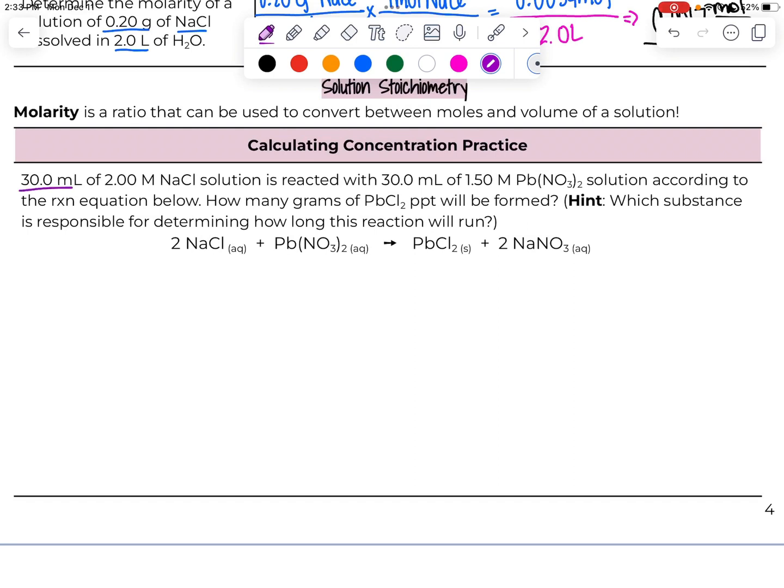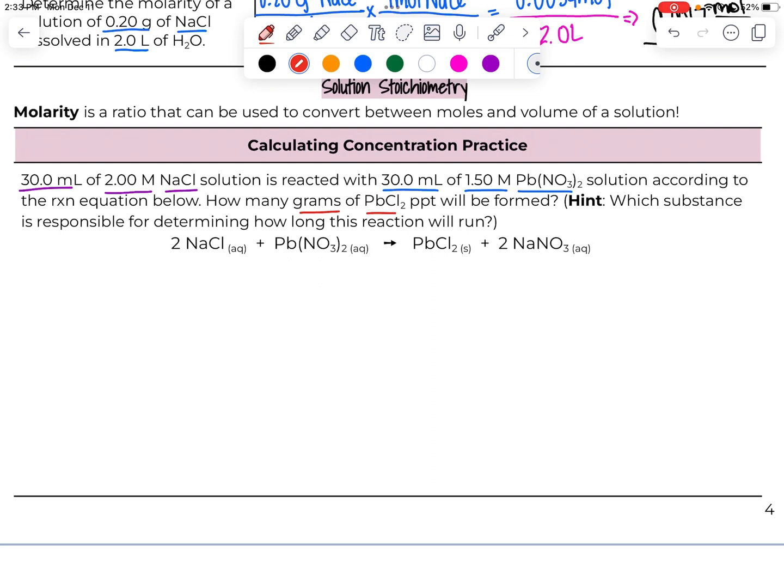All right, so let's say that I've got 30 milliliters of a 2 molar sodium chloride solution, and I'm reacting this with 30 milliliters of a 1.5 molar lead 2 nitrate solution. And the chemical reaction you can see is balanced and given below. So in this problem, I'm asking you to find how many grams of lead 2 chloride precipitate are going to be formed. So stop and think, anytime you're given a problem like this, what information are you given? What information are you asked to find out?